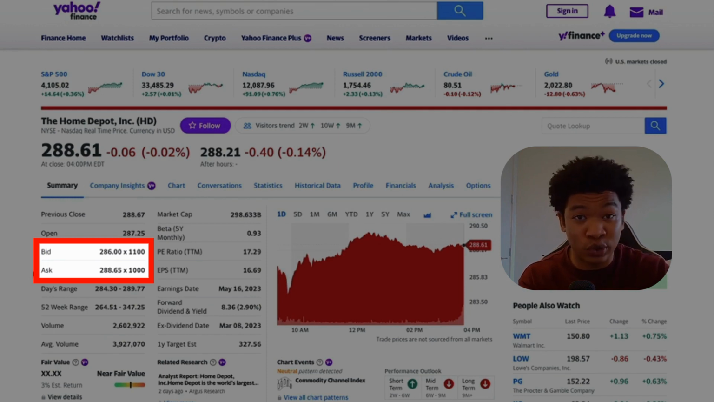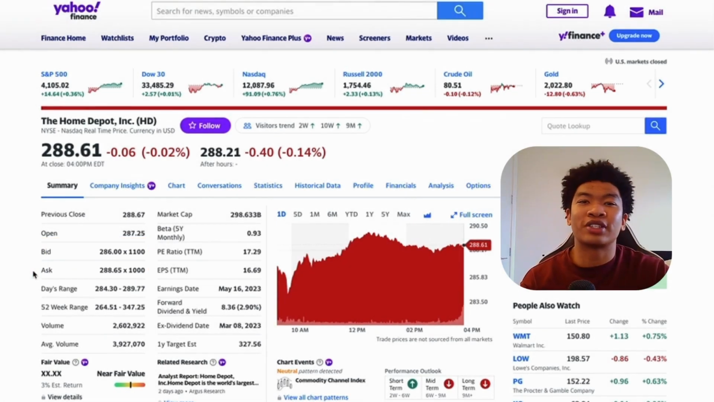And since this is a tutorial for beginners, we won't spend too much time here since honestly these aren't that important. But if you're curious, in the simplest terms, the bid is how much people are willing to pay for the stock, and the ask is how much people are willing to sell the stock for. Again, not that important, and this is more of an intermediate concept.